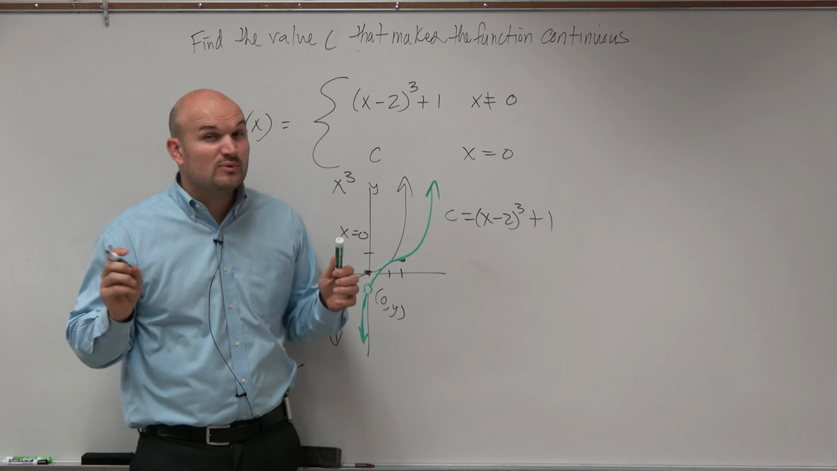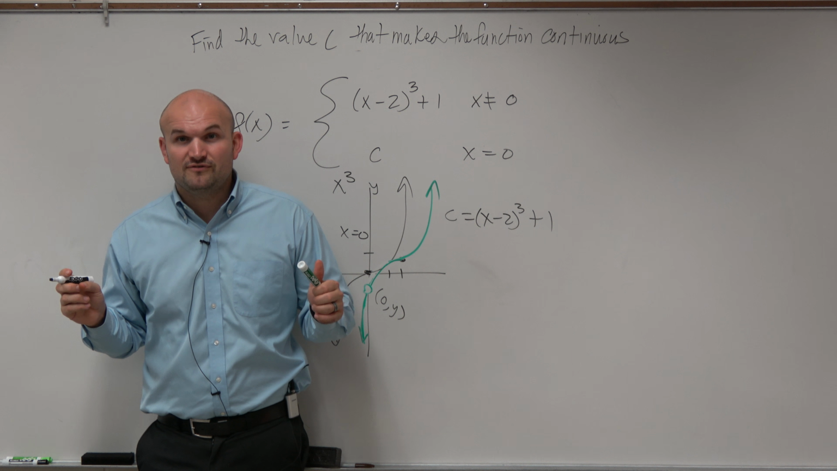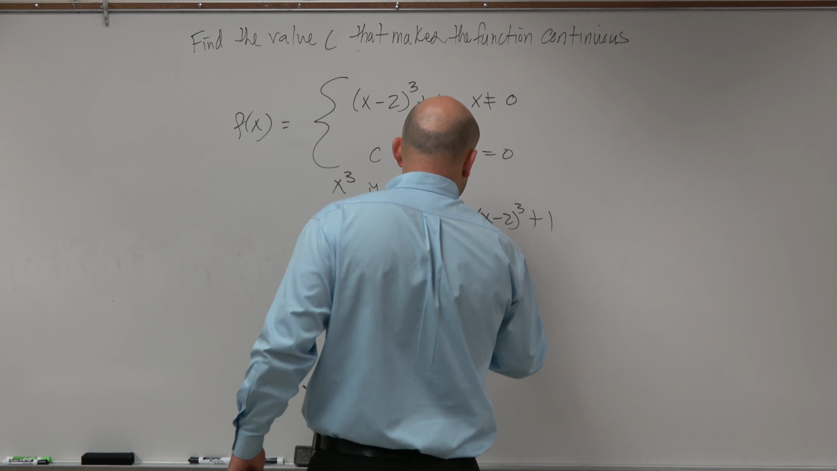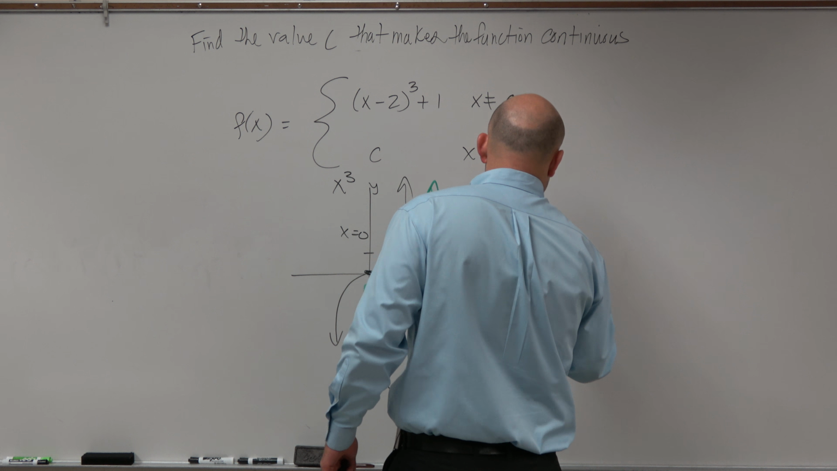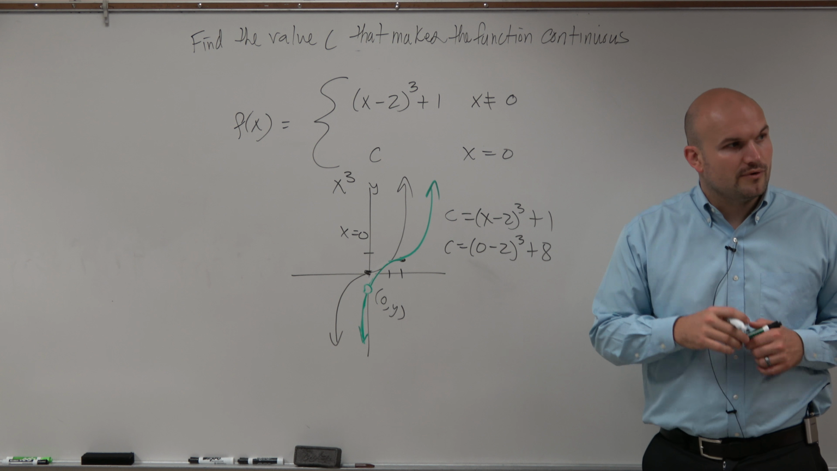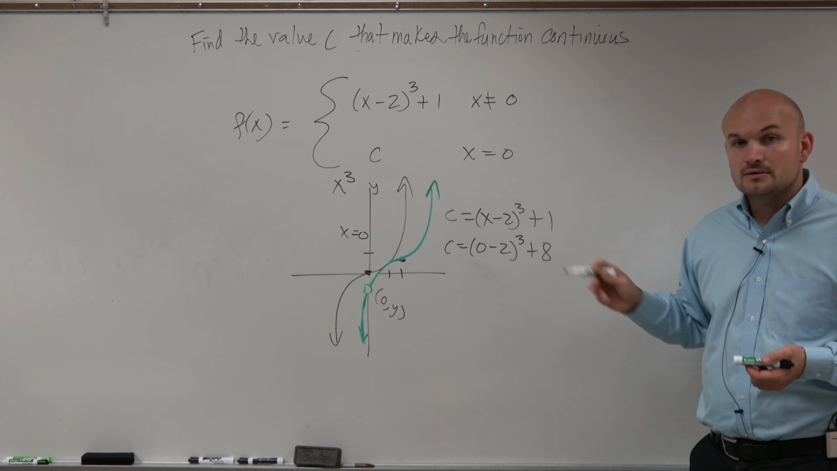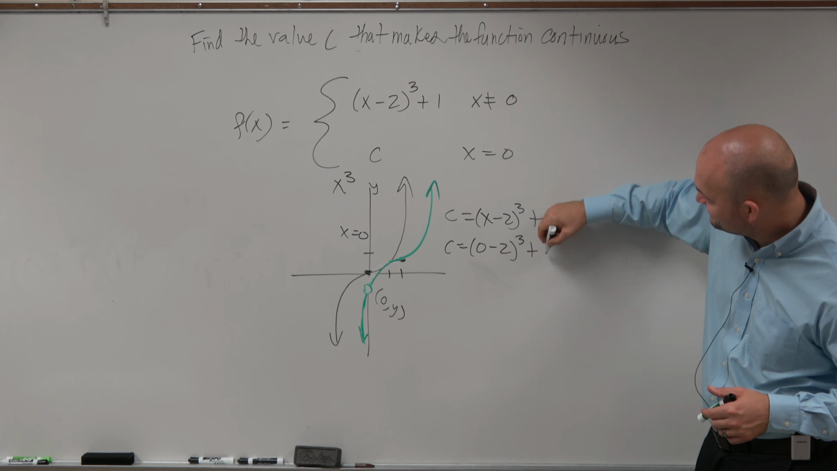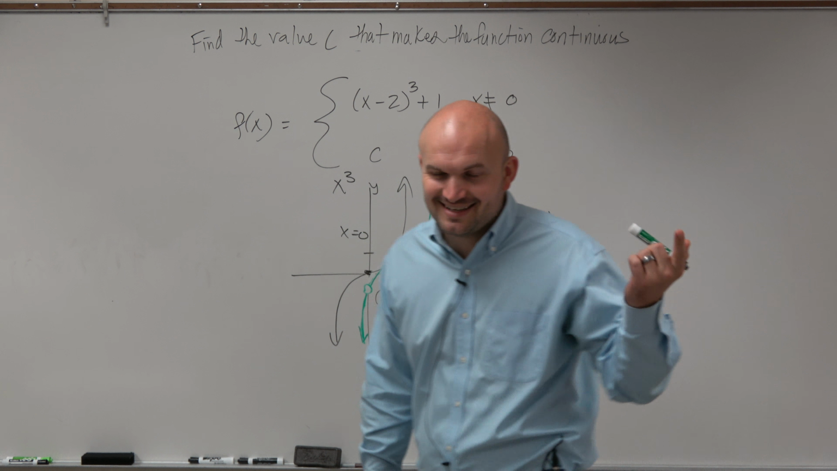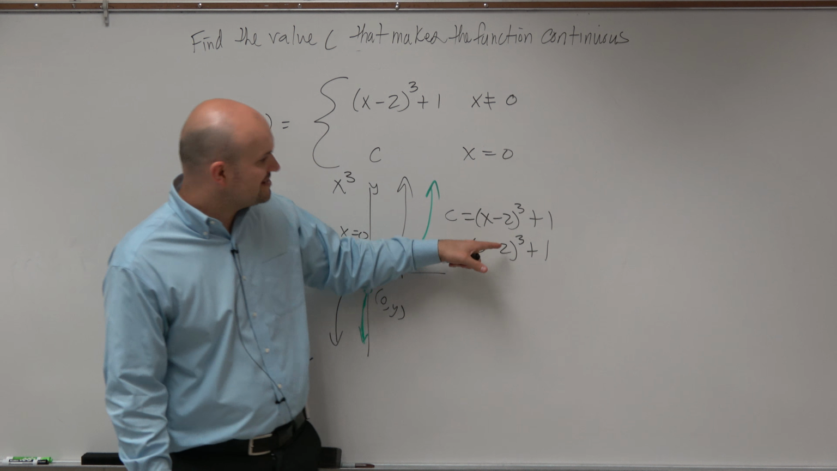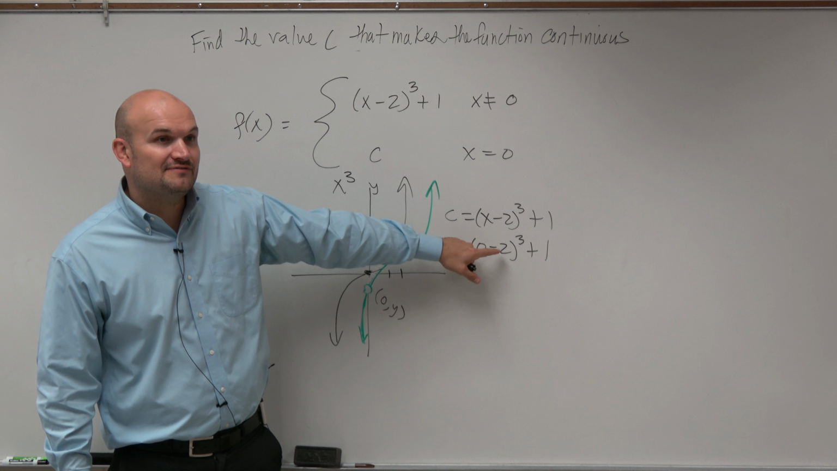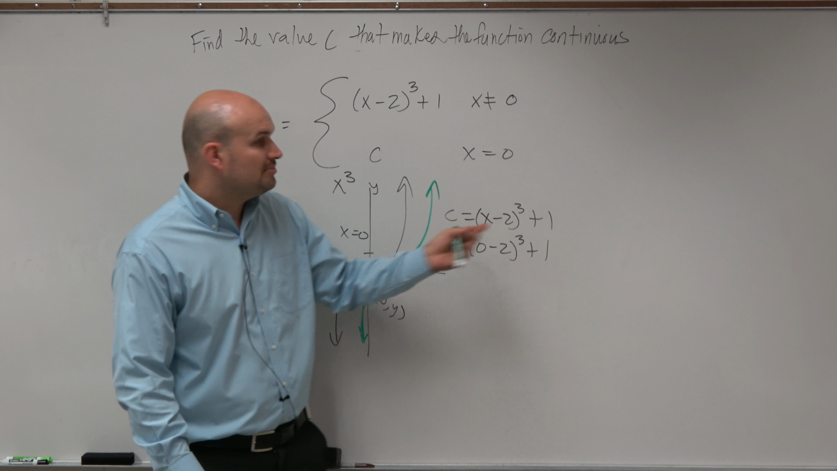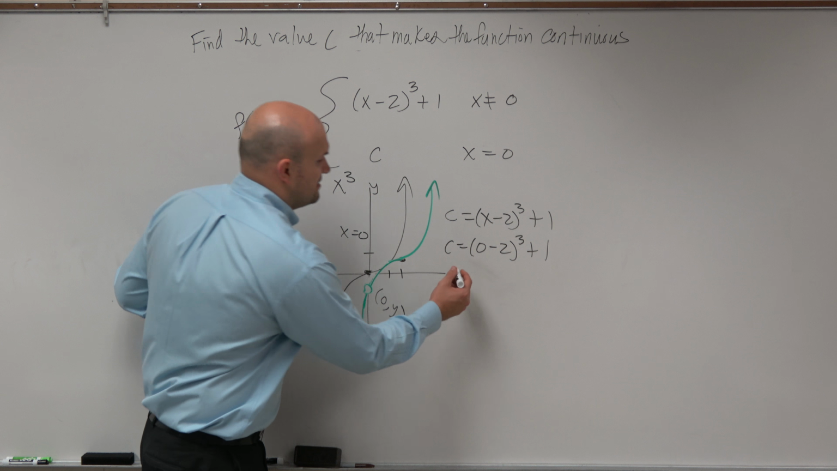Now again, we're looking for this when x equals 0. So all I'm going to do is plug in 0, and now I can just solve for c. I have no idea where the 8 came from. I guess I was doing 2 cubed in my head, moving a step ahead of you guys. So we have -2, and -2 cubed is going to be -8. -2 times -2 times -2 is -8. Plus 1 is -7.